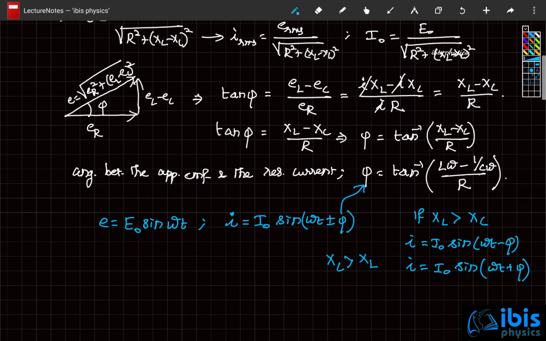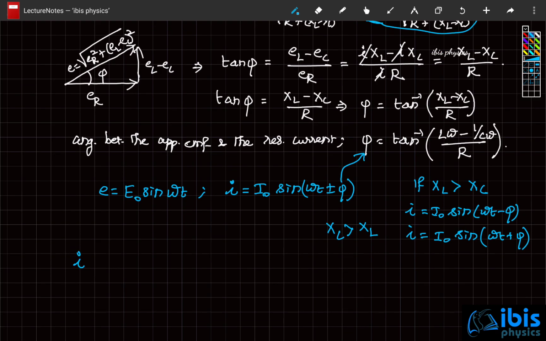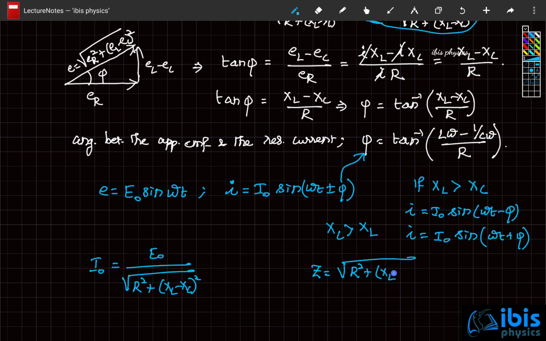So let us come back to the maximum current or RMS current in the circuit. Here the maximum current I naught equals E naught by square root of R square plus (XL minus XC) the whole square. So this I naught will be maximum when the impedance is minimum. The impedance value is root over R square plus (XL minus XC) the whole square.